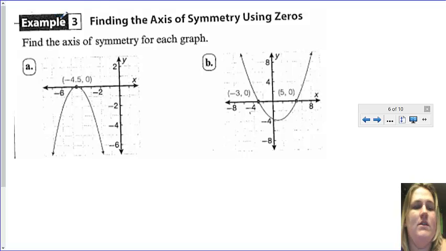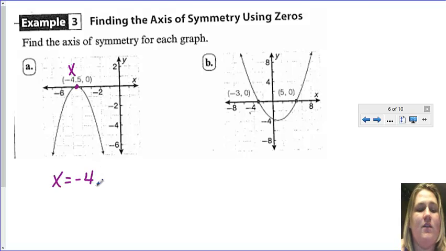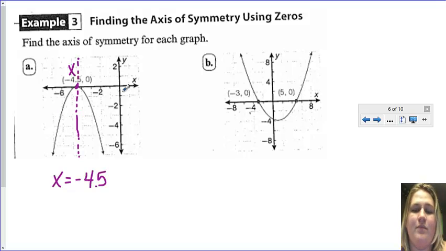For example, it says find the axis of symmetry for each graph. Well, on the first one, it gives me my vertex, which means I just have to use the x value. So I know that the axis of symmetry is that x is equal to -4.5. Because I would go to -4.5 and I would draw that dotted line showing that I could fold that graph over and have a mirror image there.